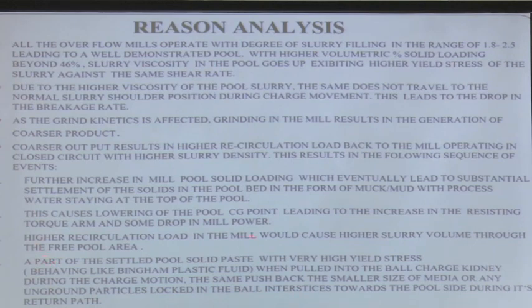So, the mill will start losing power. Okay. Higher recirculation of the mill would cause higher slurry volume through the free pool area, which is bad. A part of the settled pool solid paste with very high yield stress, behaving like a Bingham plastic fluid, when pulled into the ball charge kidney during the charge motion, pushes back the smaller size of the media or any unground particles locked in the ball interstices towards the pool side during its return path. So, whatever is forced in somehow, the small particles and the small balls will get embedded there.